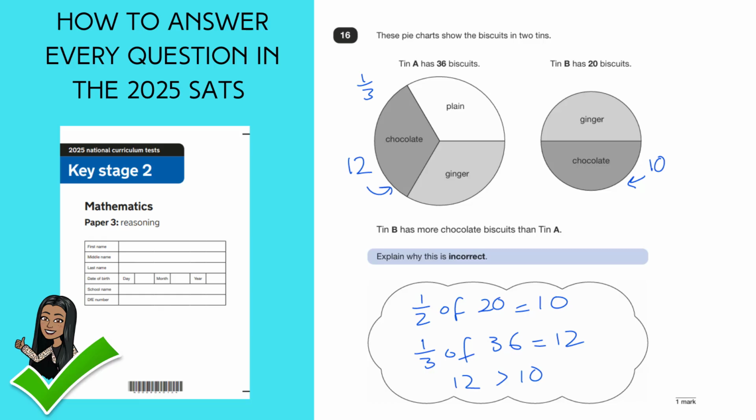You could say it in a sentence, so you could actually write about it, as long as you are showing that you have calculated how many chocolates are in each of the tins, and you clearly show your working out for both tin A and tin B. That will get you your mark.